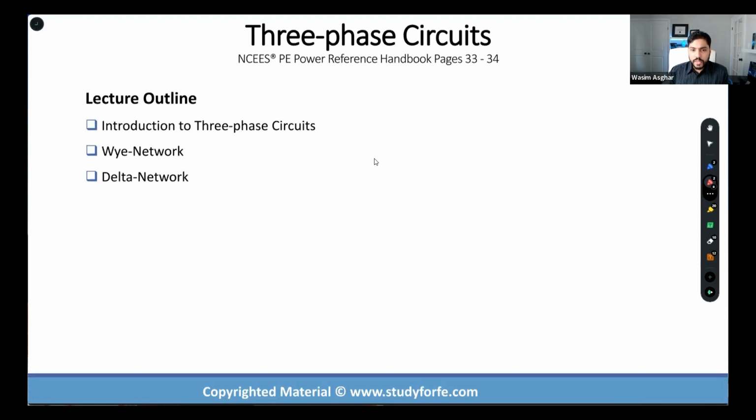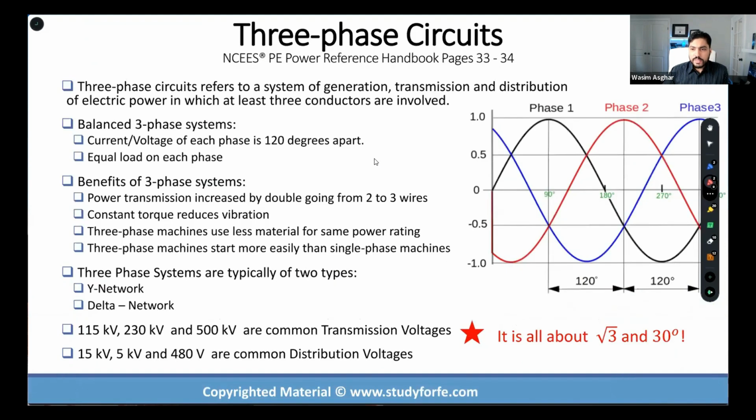So we're going to introduce three-phase circuits, pretty high level, and then we're going to dive into the Wye network and Delta network. Three-phase circuits, as I've explained in the on-demand course, and even in the FE electrical, this level of detail you guys are familiar with, right? So we have three phases, 120 degrees apart. A balanced three-phase network is one in which all three magnitudes are equal, and there's a constant 120 degree phase difference.